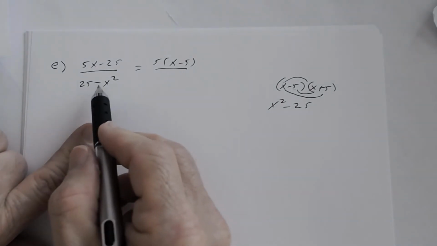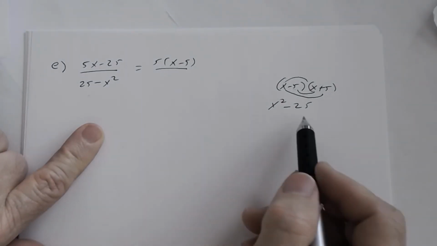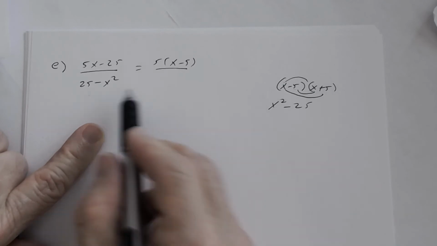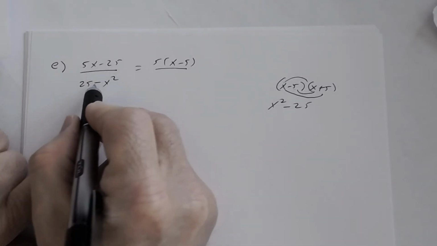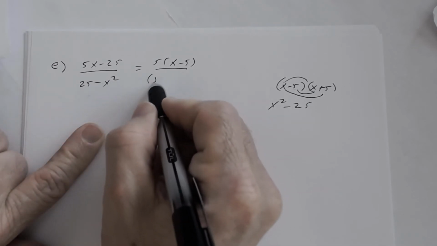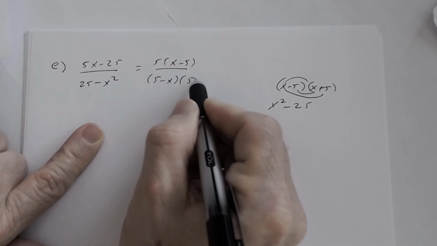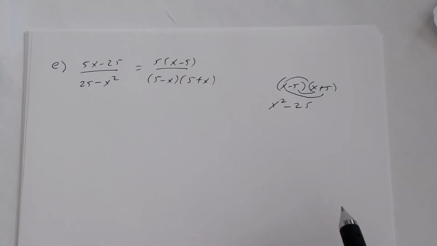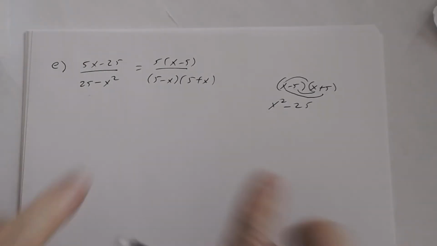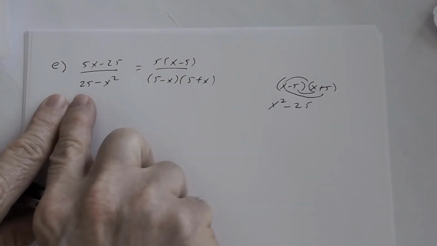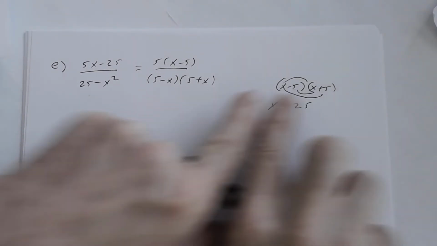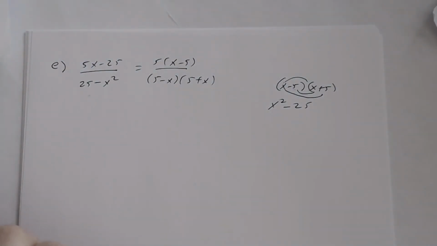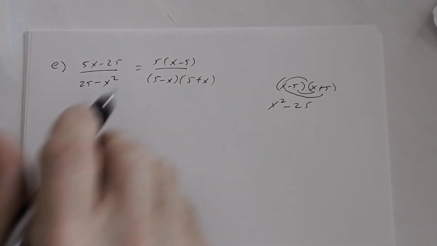That's 25 minus x squared. This is x squared minus 25. Those are opposites, which you just wrote. All right, so you got to be careful. So to factor this correctly, you got to say 5 minus x times 5 plus x. That's how you factor that. Okay? Because 5 times 5 is 25. Negative 5 times 5 is negative 25. That's not what that is. That's a positive 25.